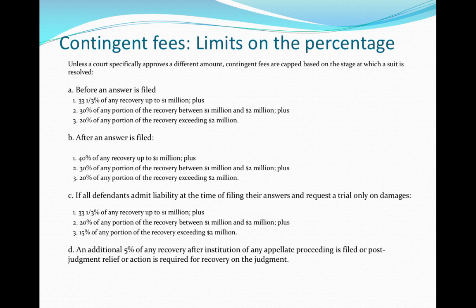If a case goes to an appeal, an additional 5% can be added, or if there is some sort of post-judgment relief or action that's necessary to actually get recovery, then an attorney is allowed to add another 5%. One more piece that sometimes may come up in an essay question is that medical malpractice cases have different limits. In a medical malpractice case, the top contingency fee is $30,000 for the first $250,000 and 10% for anything over $250,000. So medical malpractice cases have a lower amount, a lower percentage.